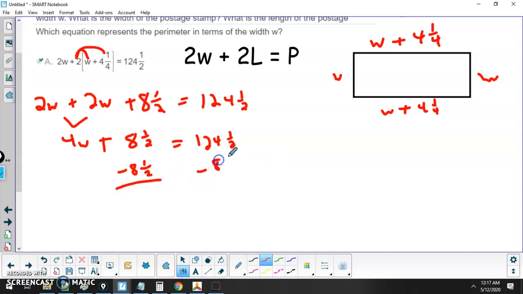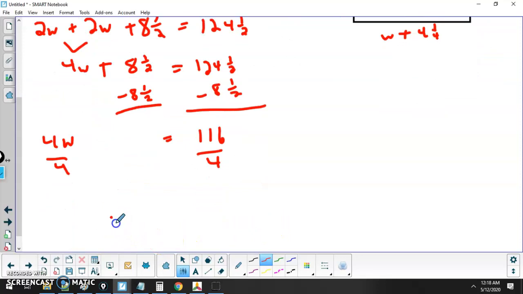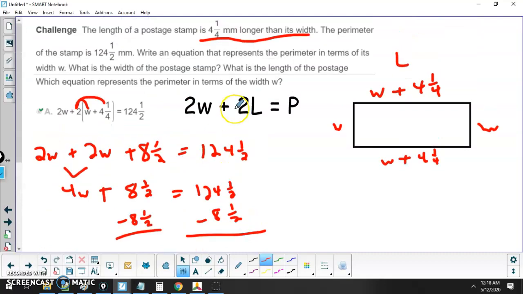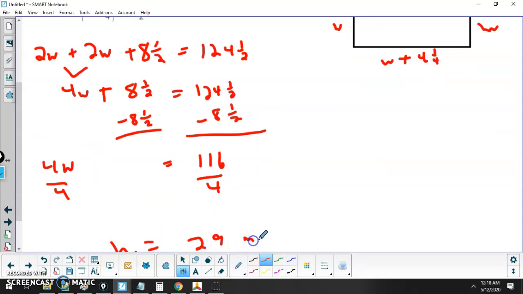All right, so if you take 124 1/2 and you minus 8 1/2, the 2 halves go away, and so you just have 124 minus 8, okay, which is 116. So 4W is equal to 116. Okay, so then one more step, you divide both sides by 4, and 4 goes into 116, how many times? Let me think here. That'd be 2, 36, so I think it's 29 times. All right, so the width is 29. Okay, what is the width of the postage stamp? 29 millimeters. Let's make sure to go back and answer the question.